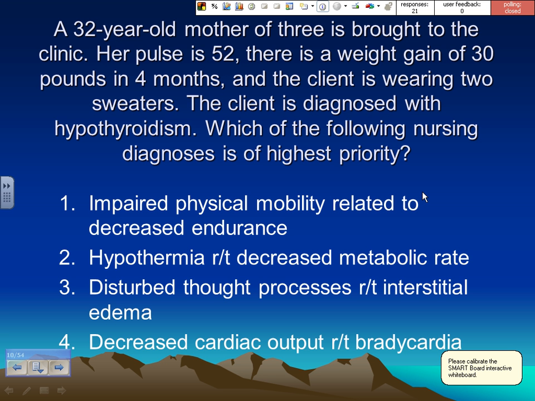Sure, hypothermia is an issue, possibly. Impaired physical mobility can be a complicating issue later on. Disturbed thought processes can be an issue if this patient becomes severely hypothyroid. But decreased cardiac output, because it is a legitimate diagnosis, and it affects one of your ABCs.